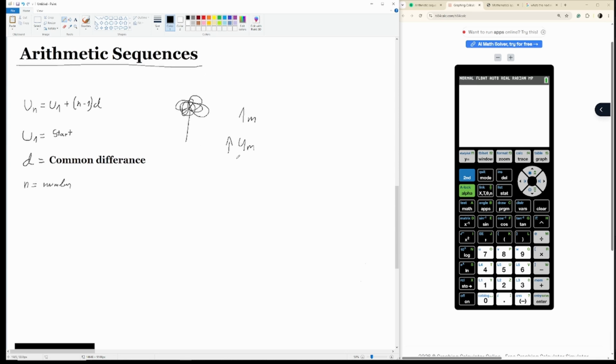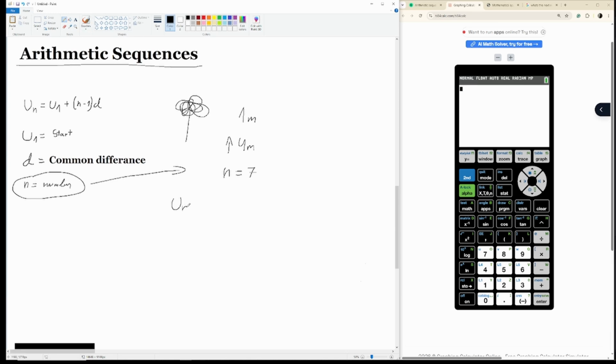And let's say that the question asks us, what is the tree's length in the 7th year? Then we understand that n is 7. So essentially, n in most cases is the time frame. And then you can just plug in your data.